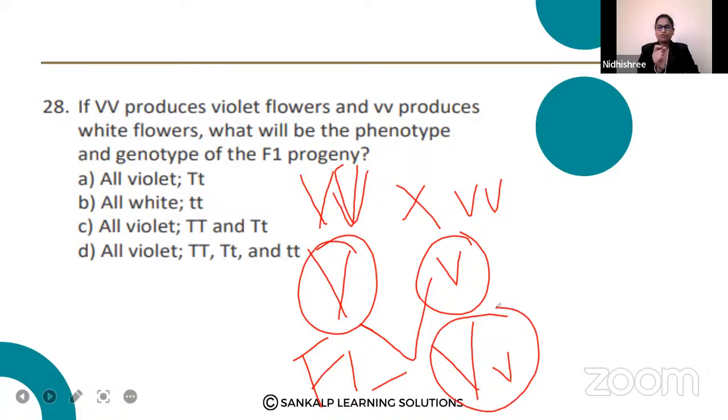Most of you, almost all of you, answered first as option D. When does option D come? Option D comes for the F2 progeny. Then the right answer is option A, that is all violet, heterozygous Vv. Now you guys are answering option A. See, this is the fate of easy questions also. Fine. Understand and then answer, okay? Next. Take your time. Don't simply copy and paste just because someone said D.